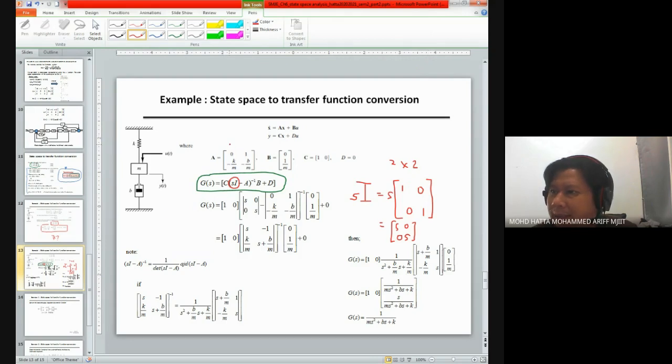And what happens if this A is a 3 by 3 matrix? This SI also should be a 3 by 3 matrix. We have a 3 by 3 identity matrix multiplied with S, and we will end up with a diagonal matrix that looks like this. Remember that. So using this sort of solving of the equation, finally you will end up with your answer over here.